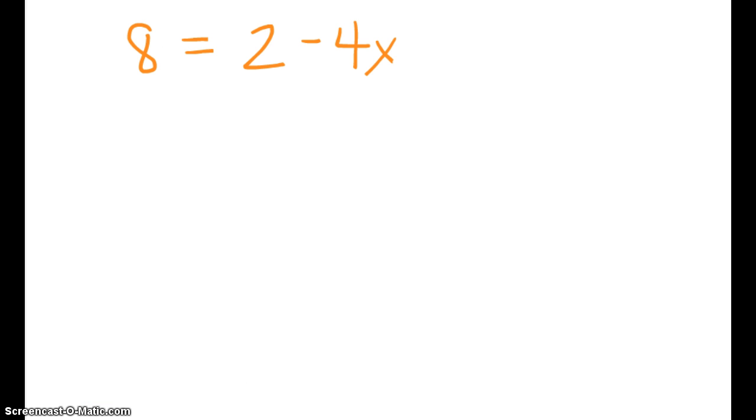Alright, now I want you to write this one down. 8 has the same value as 2 minus 4x. Alright, so the first thing I'm going to do is rewrite as addition. Alright, so now I need to isolate my variable. I need to get rid of these two positives.